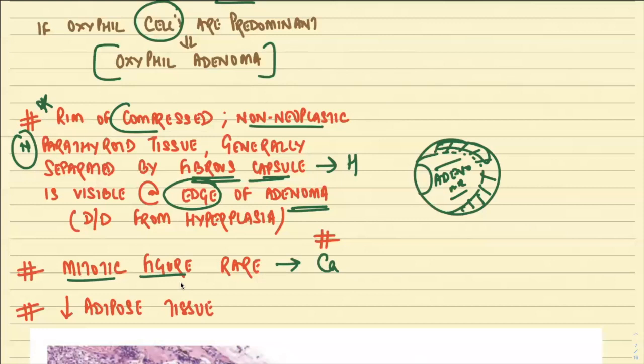In any neoplastic process, whether it be adenoma or carcinoma, the amount of fat tissue is decreased in the parathyroid. Is this point very clear to everyone?